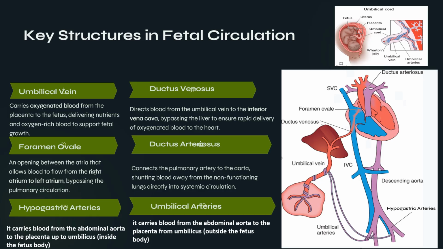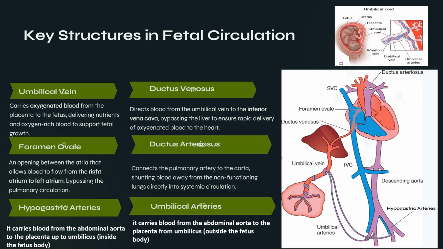So once the blood is reaching the aorta, of course from the aorta the blood is passing all over the body. Now look here, this is the fifth important structure, that is the hypogastric arteries. These hypogastric arteries carry the deoxygenated blood, and pass the blood toward the placenta up to the umbilicus only. So inside the fetus body, we call it the hypogastric artery. Once it is outside the fetus body, it is known as the umbilical arteries.